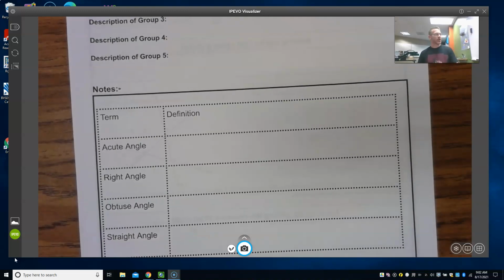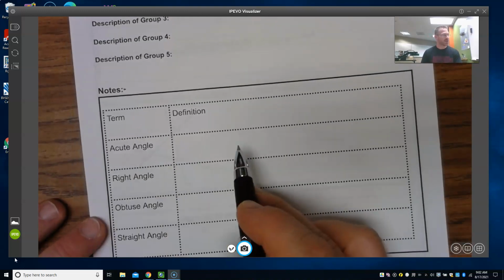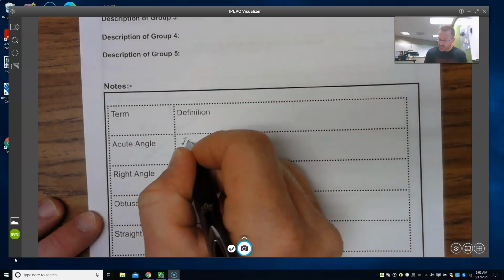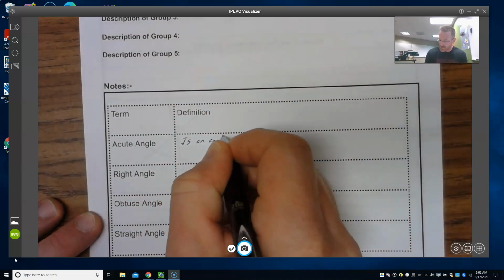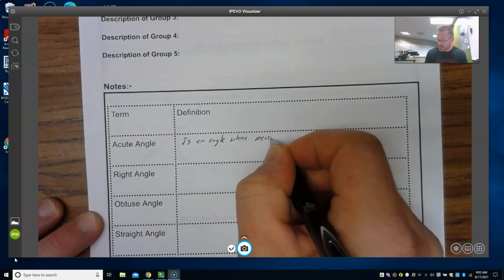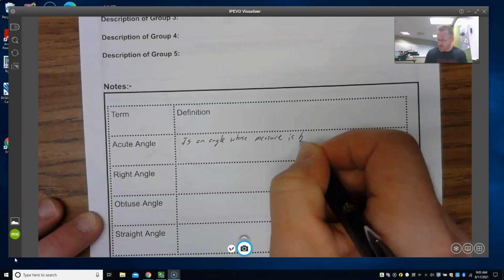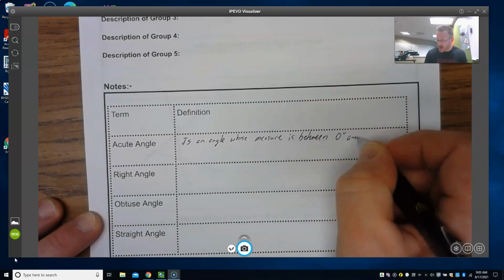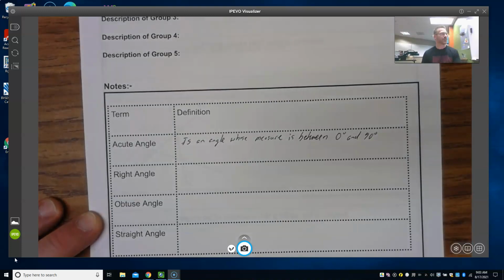An acute angle. So what is an acute angle? Let's write that in right here. An acute angle is an angle whose measure is between 0 degrees and 90 degrees.